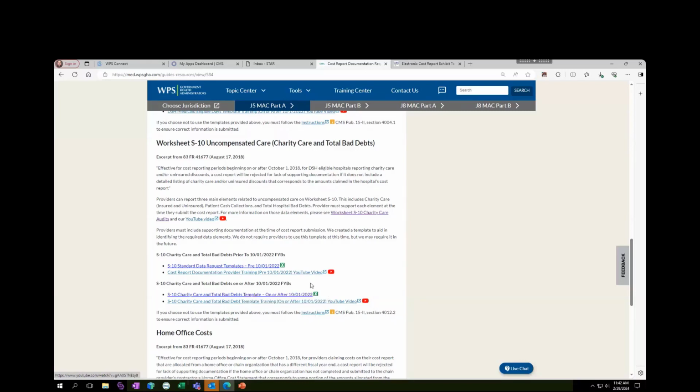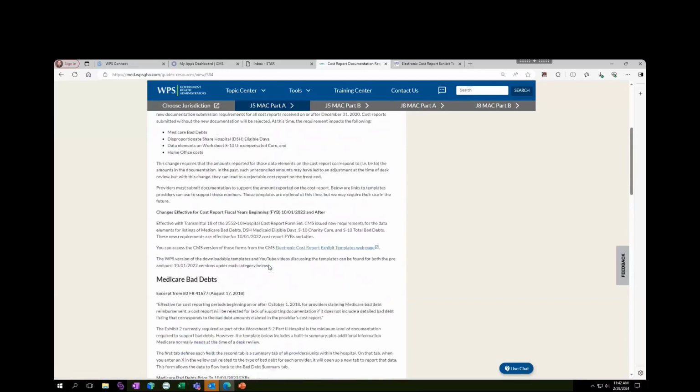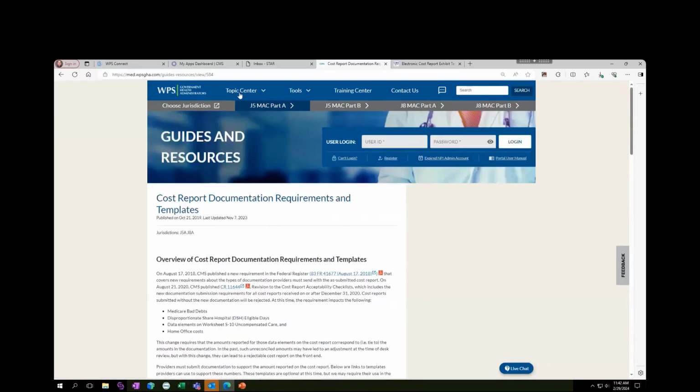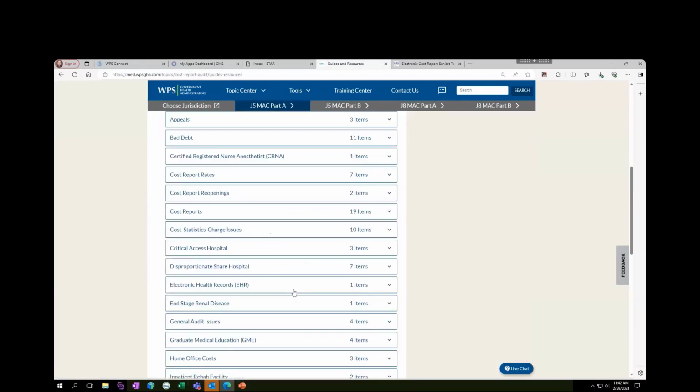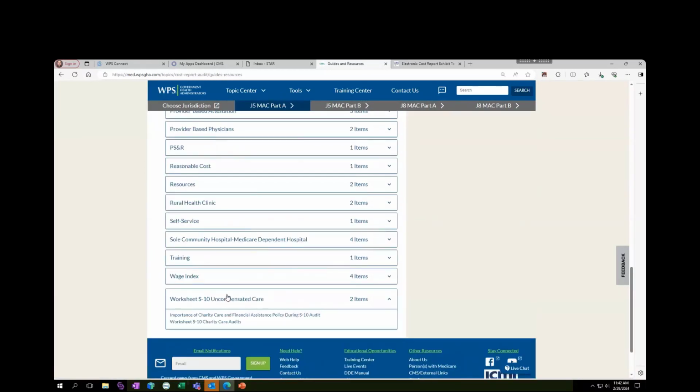So this is one place to find the templates for all the different issues. But if you go down to S-10 specifically, Worksheet S-10 Uncompensated Care, there are two links there. One of them is this whole thing about the charity care. This is what I just talked about, the importance of that. But the other one is the general Worksheet S-10 charity care audits.